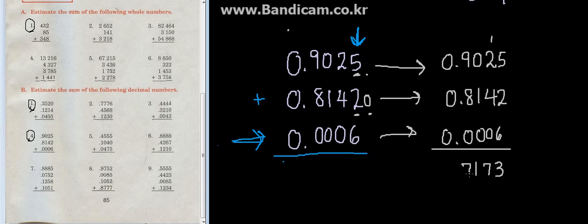Oops. There goes 1, and you will get 1 and 7 thousandths, 173 10,000. Okay, so that's for the number 4 from part B. Let's go to the next number.